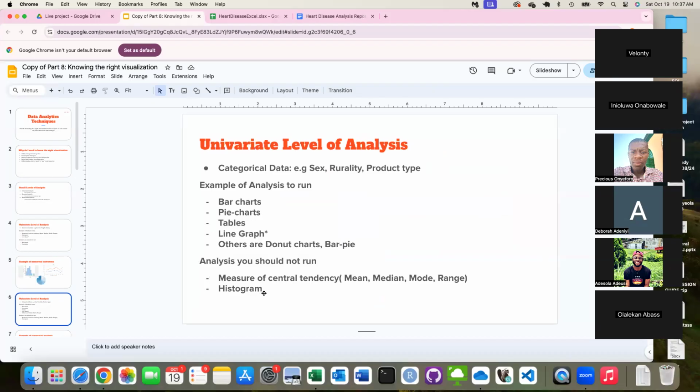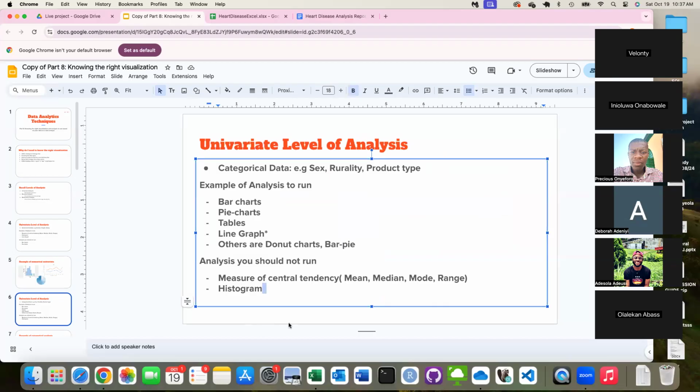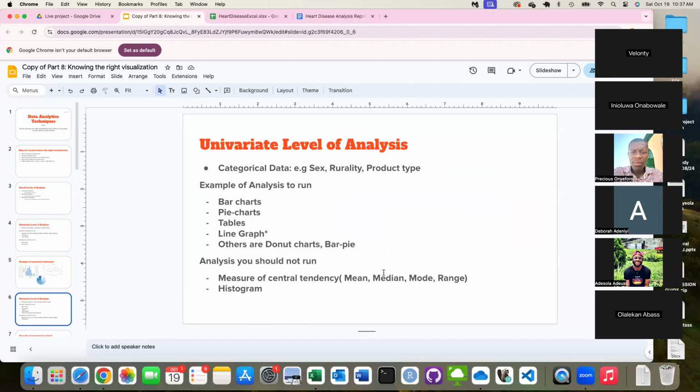So analysis you should not run: you can't run a mean. Say you want to run a mean for states or mean of sex. What does that even mean? That's what some people will do. Some people say let's run a mean of sex. Your computer might be able to run it. Let's say you represented females with one and males with two. If you run the mean, 2 plus 1 is 3, 3 divided by 2 is 1.5. What does 1.5 mean? It's not just about running analysis, it doesn't make sense.